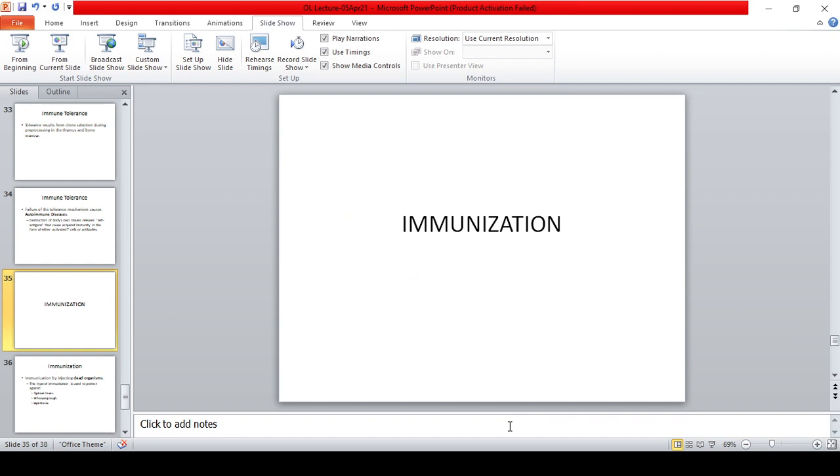Immunization. Immunization has been used for many years to produce acquired immunity against specific diseases. Now, there are many methods by which immunization can be achieved.